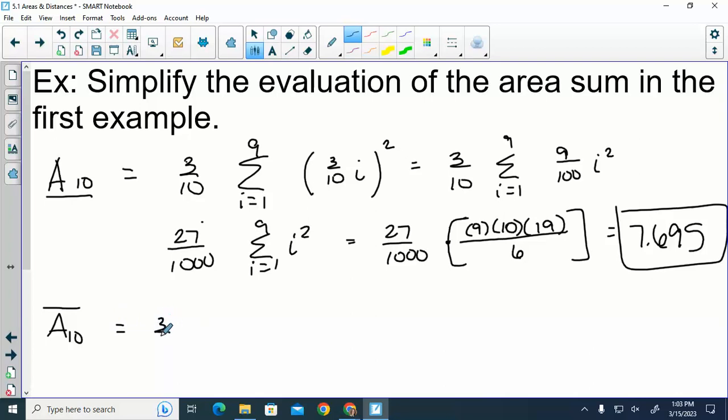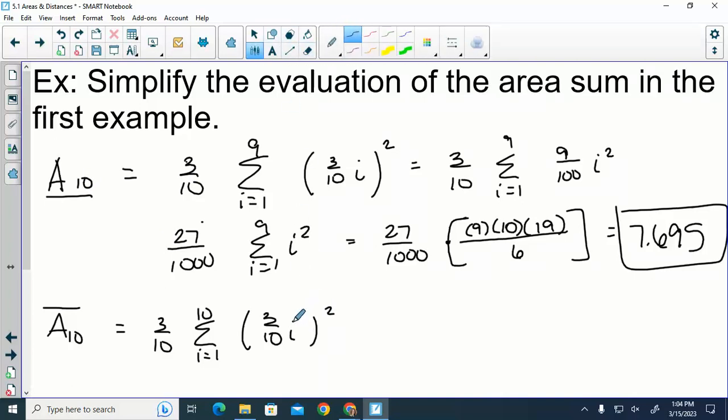Alright, so let's talk about what's the difference for the overestimate. We still have a width of 3/10. But the first one, I didn't start at 0 with my overestimate, did I? I started at 3/10. And then how many things did we have total? 10. So it's just the same thing, except this time we're going to add up from 1 to 10.